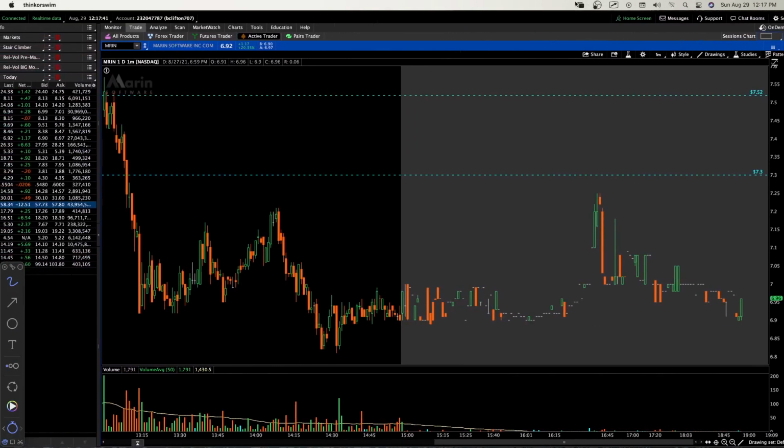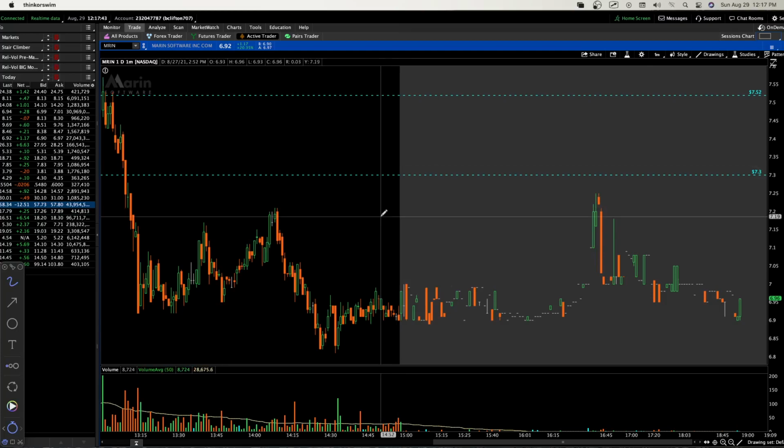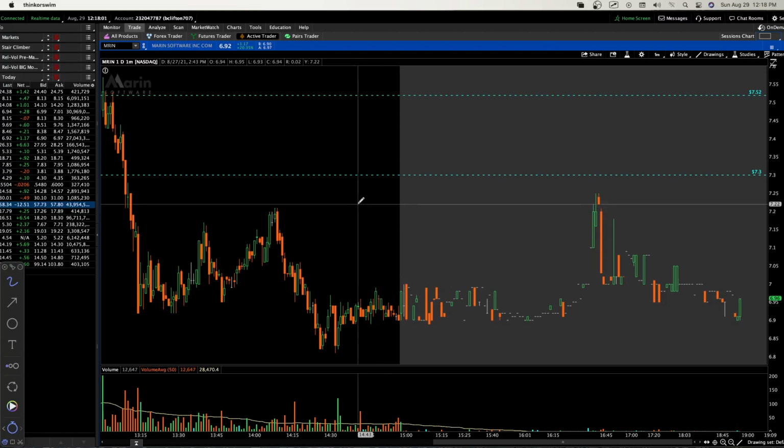Okay, so one of the patterns that I like to look for on swing trades is triangle patterns. There's a lot of different patterns out there. You can look for whatever you want to, but I like to look for triangle patterns. I'll show you an example of one that I found this morning that we can look at. So let me just show you guys what I'm looking for here.